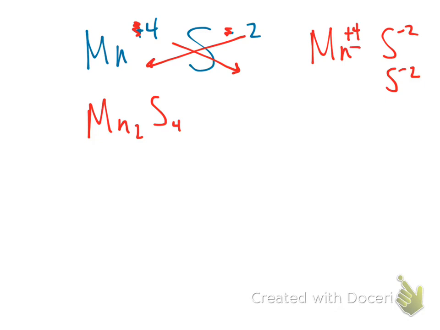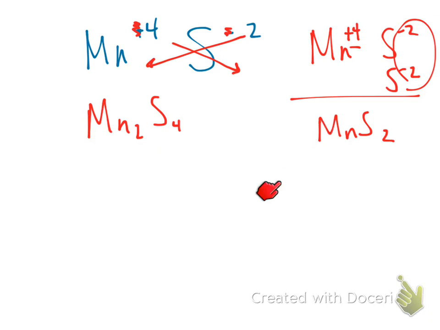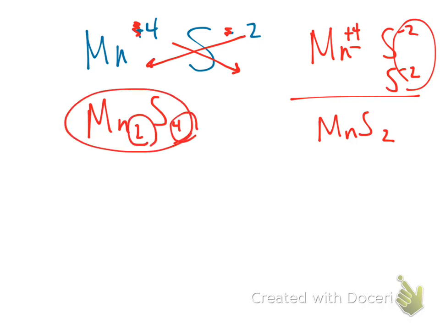Does that work just like that? A +4 and now a -4. So that leaves me with MnS2. These two compounds are not the same, right? What needs to happen to this one to get it to look like this? We reduce these down, right? You see a 2 and a 4. Those are both reducible by 2.